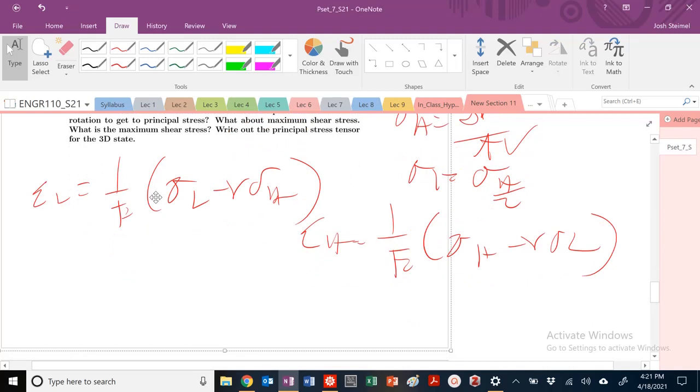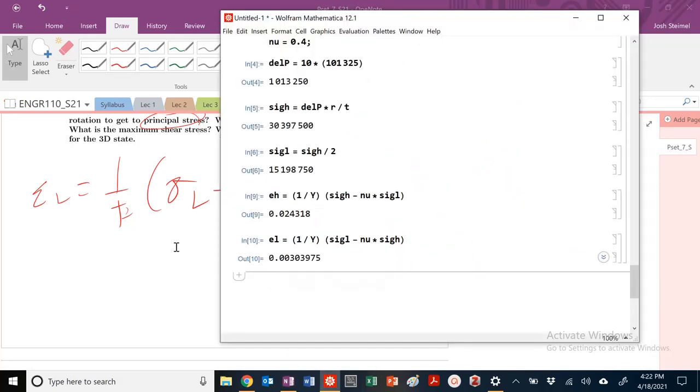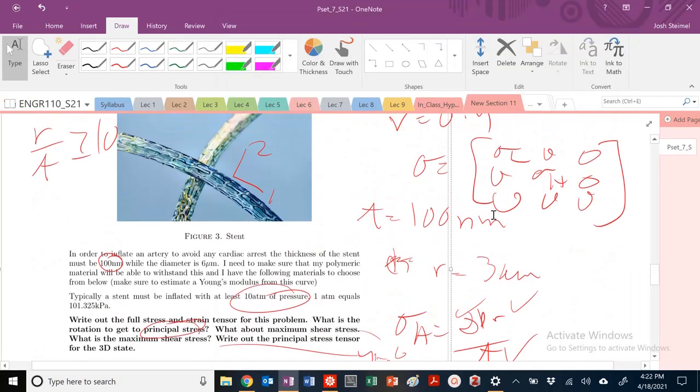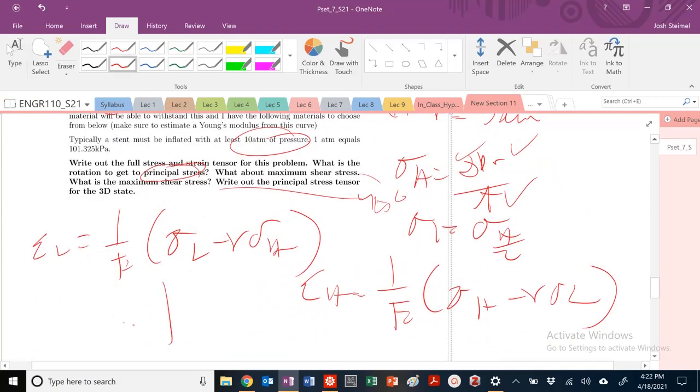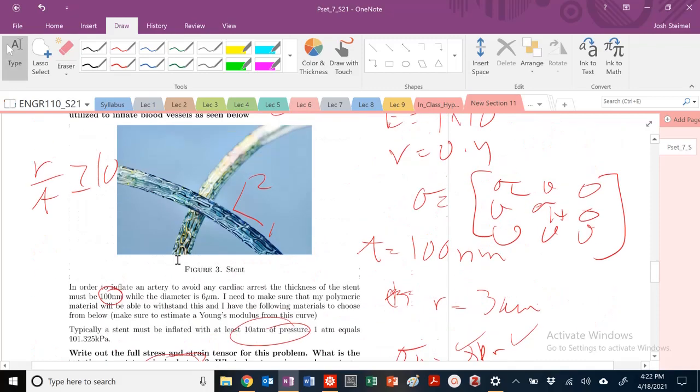What's the rotation to get to principal stress? We're already in the principal stress state. Maximum shear is going to be 45 degrees. We have that as well. We're at the principal stress tensor for the stress state. So sigma H, sigma L, everything else is 0. That's it. My stress tensor is already in that principal stress state. If you were to draw the Mohr circle, it would just look like this for any thin wall pressure vessel: sigma H, sigma L, 0. We are good to go.